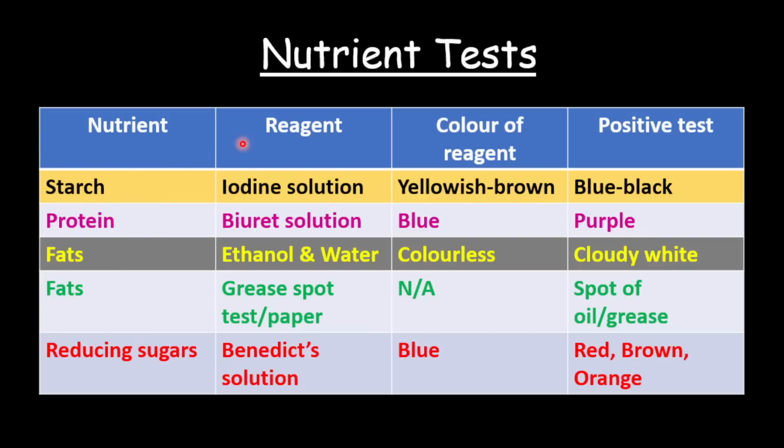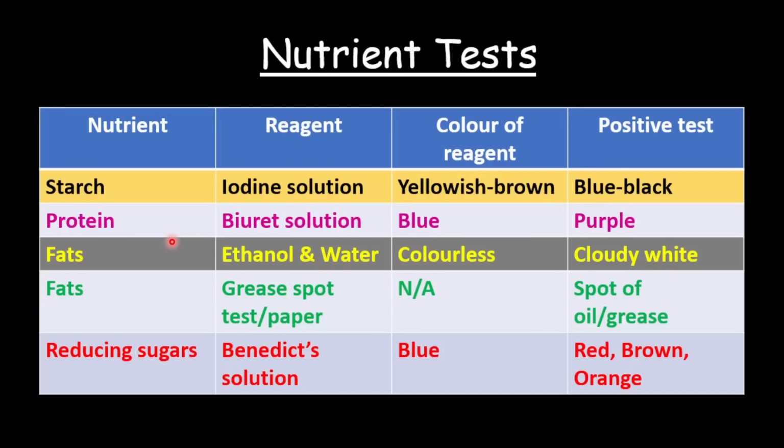For the starch test, you use the reagent of iodine solution. Iodine itself is yellowish brown, and it changes to blue-black if starch is present. Again, it is not the food that is changing color, but the solution changing color, so please do not confuse that. When you test for proteins, they use biuret solution. Biuret is a blue solution, and it changes to purple if protein is present.